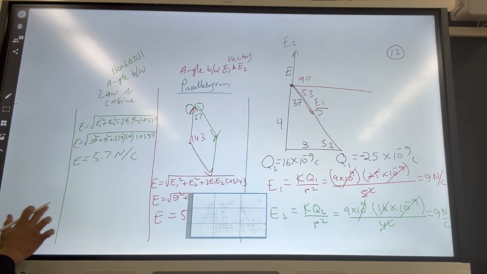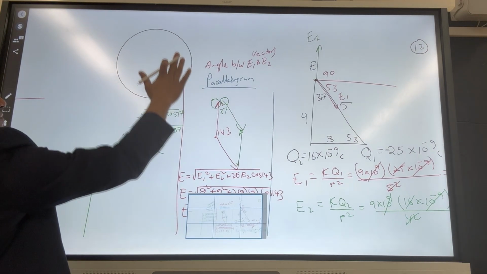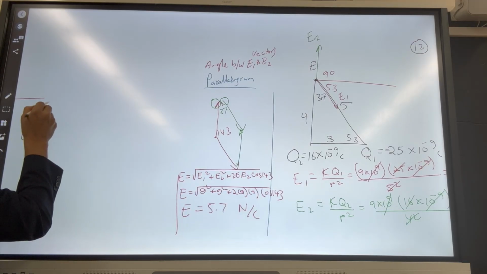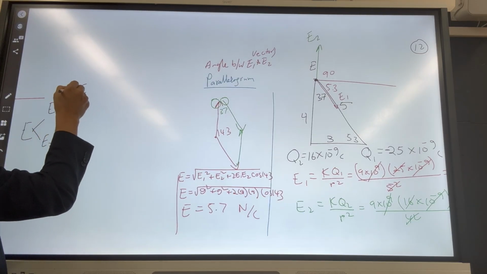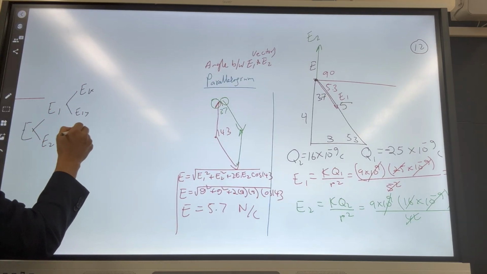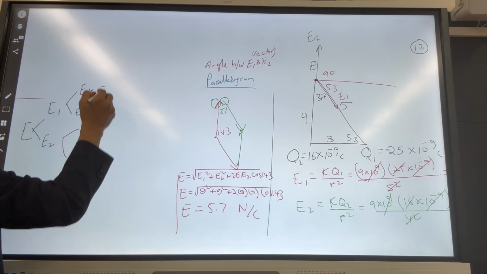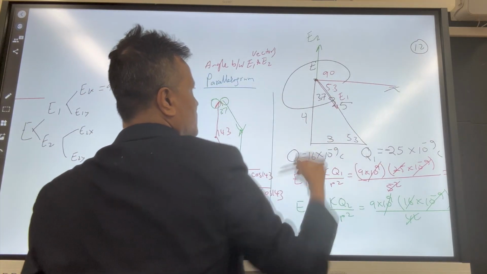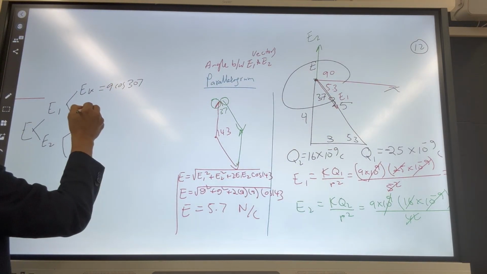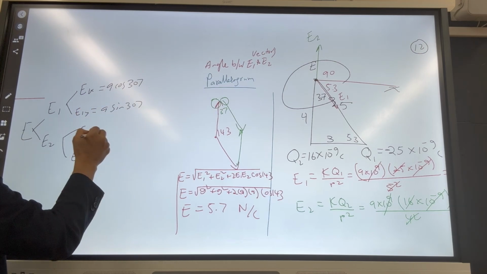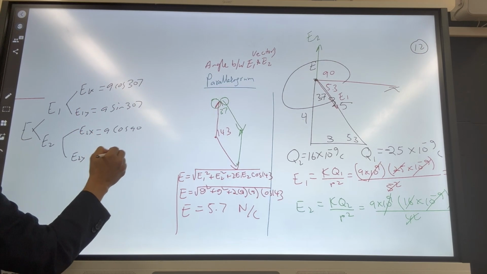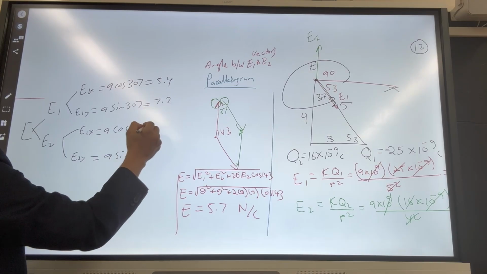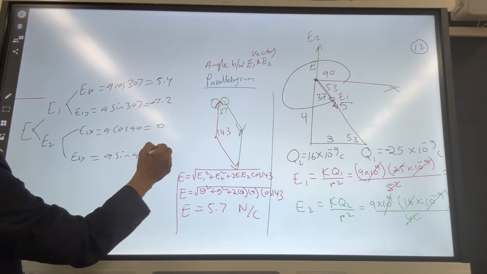Now, you can finally do the vector addition. Let's make some room. For vector addition, you have E, E1, E2, and the components E1x, E1y, E2x, E2y. 9 cosine 307. Why 307? You have to measure from the x-axis counterclockwise. 9 sine 307. 9 cosine 90. 9 sine 90. This is 5.4. This is negative 7.2. This is negative 7.2. This is 0 and this is 9.